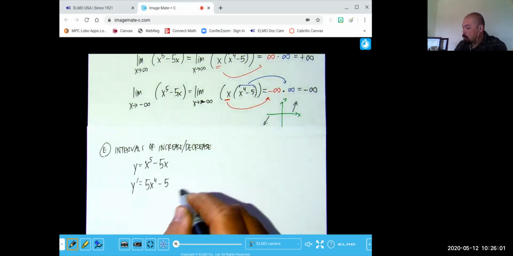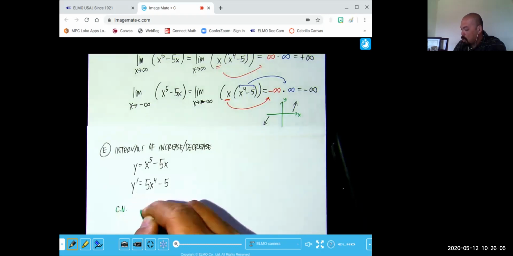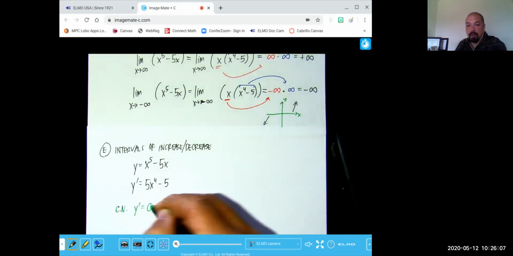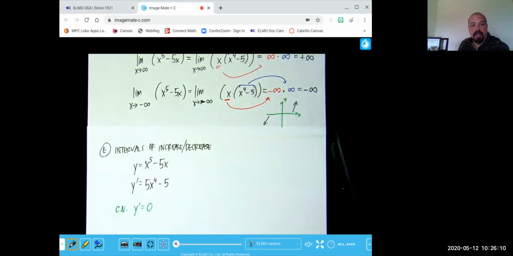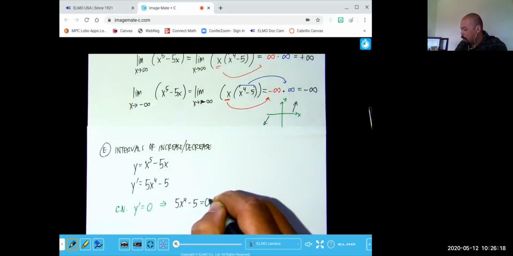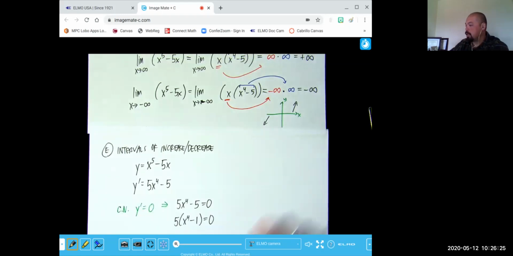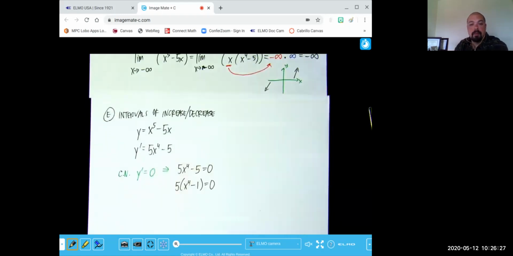And now we're going to look for our critical numbers, right? So our critical numbers, where our derivative is equal to 0, is never going to be undefined, right, with that polynomial. So taking that step, 5x to the fourth minus 5 is equal to 0. Factor out that 5. 5 times x to the fourth minus 1. We could have divided both sides, right? The 5's not going to affect us.